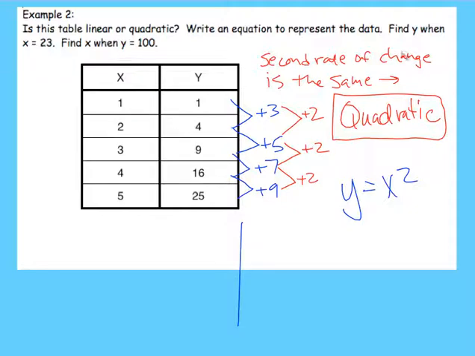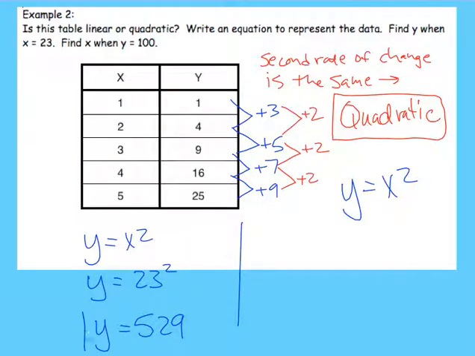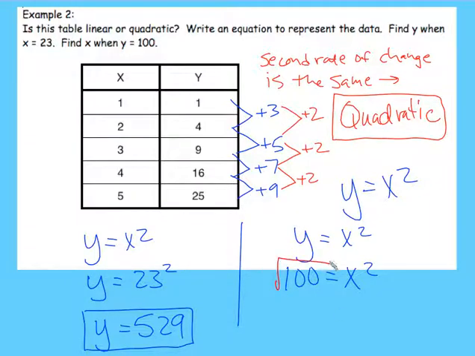So then it says, find y when x is 23. So here's our equation. If x is 23, looks like that. 23 squared is 529, so that is your answer. Then it says to find x when y is 100. So if this is 100, to solve that, you would take the square root of both sides, and you get 10 for x.